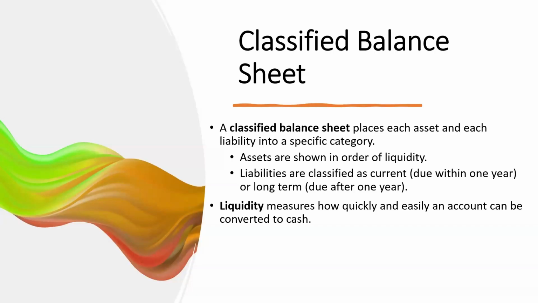Classified balance sheet. A classified balance sheet organizes assets and liabilities into distinct categories, delineating between current and long-term items. Liquidity, denoting the swiftness of conversion to cash, serves as a benchmark for assessing an asset's usability. Accounts receivable, for instance, exhibits relatively high liquidity due to their prompt collection nature.